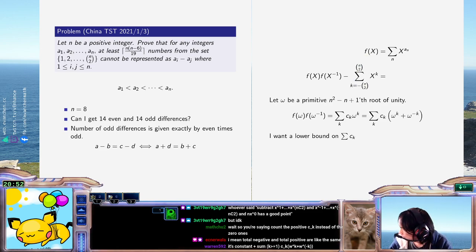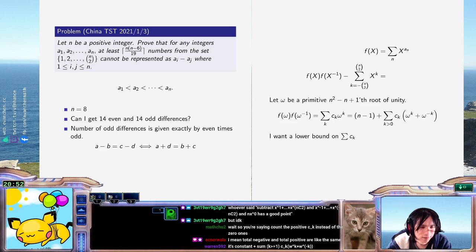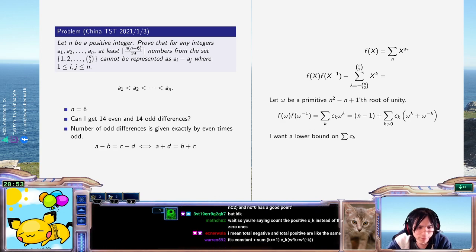Also, there's a minus n or something because we subtracted a lot. Okay, this thing has a lot of n's in it. So there's an n minus 1 and then c_k for k greater than 0 of... like, fine. But do I say something like... The constant is n minus 1, I agree.